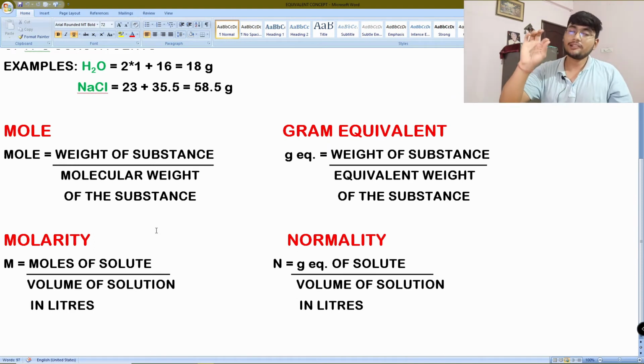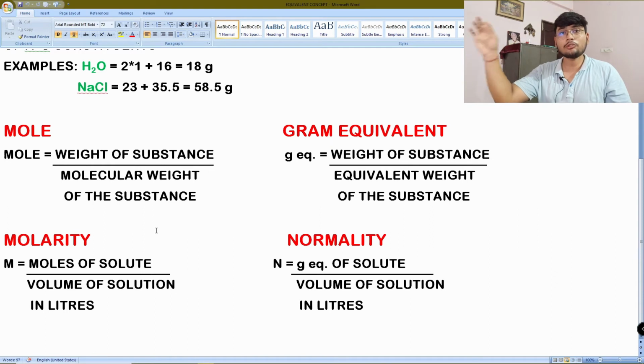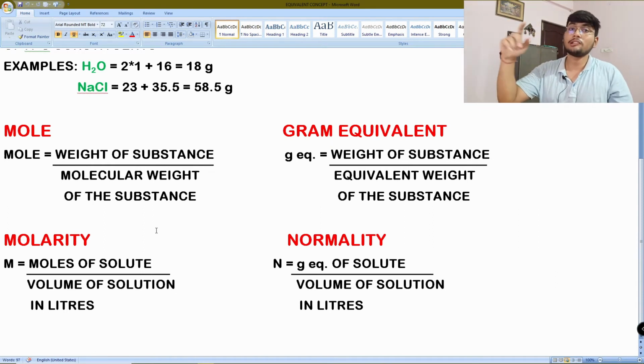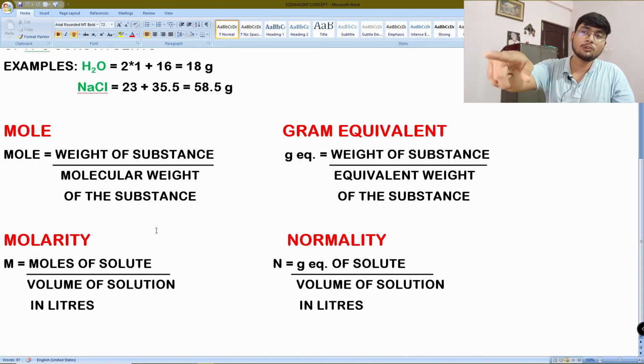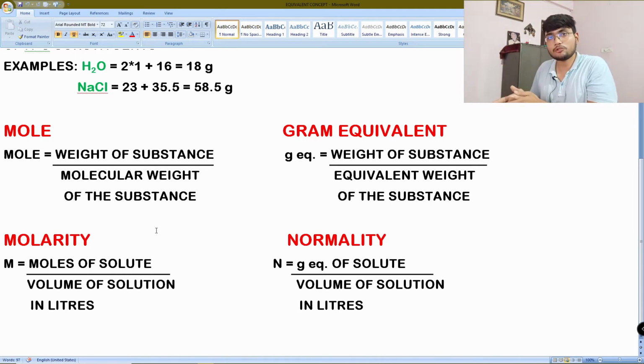So I am repeating it, that the formula is moles of solute upon volume of solution in liters. Now if you want to convert it into equivalent concept, out of the two terms, which term can be converted into equivalent concept? That is moles, because the equivalent term of mole is gram equivalent. So in place of moles of solute, if we place gram equivalent of solute and divide it by volume of solution in liters, then the term will become normality.